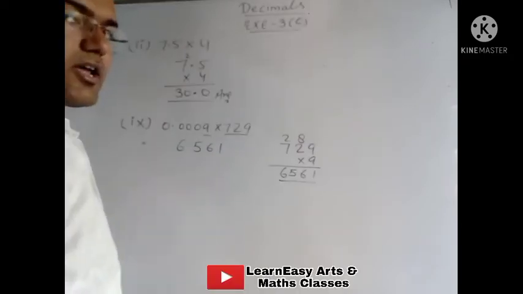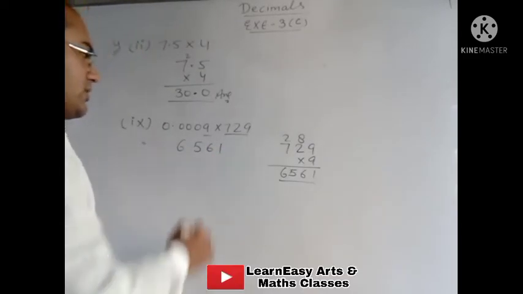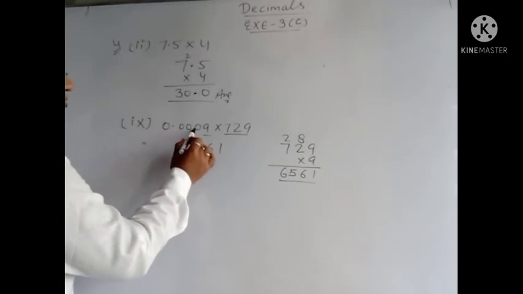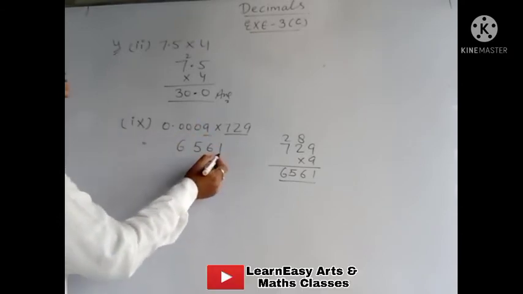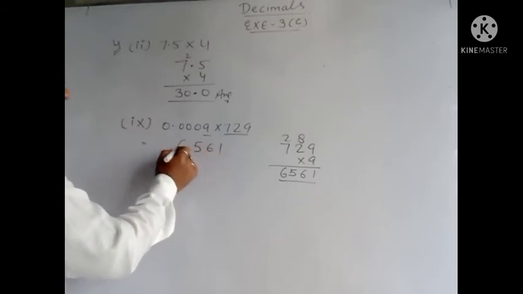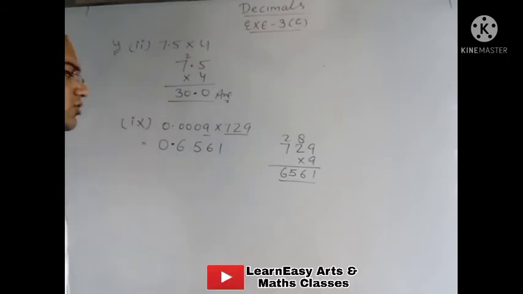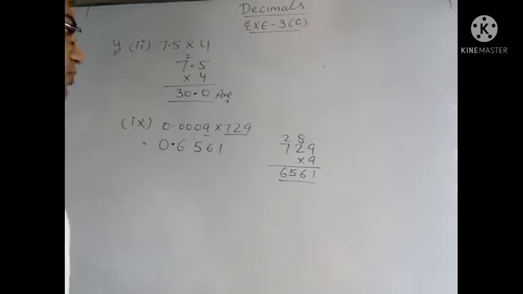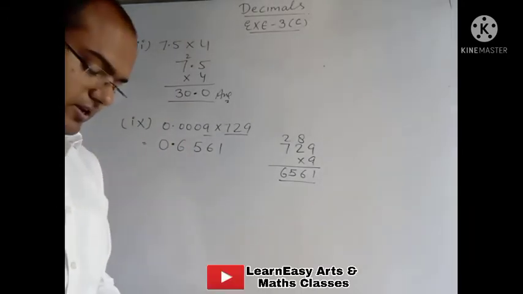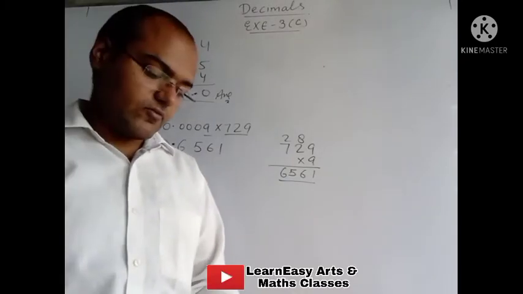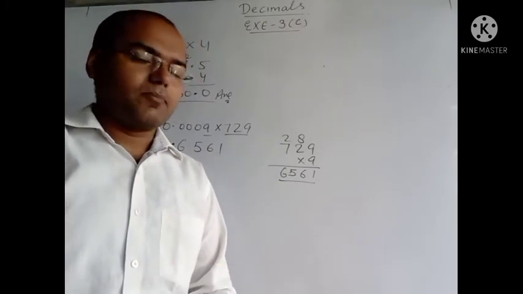Now we have to count the digits after the point. After the point, 1 2 3 4 digits are there. From the last, we have to put the decimal before 4 digits. 1 2 3 4. So here we will put the point and here we have to take 0. So our answer is 0.6561. So like this you have to do all the parts of question number 4. All the parts are the same.